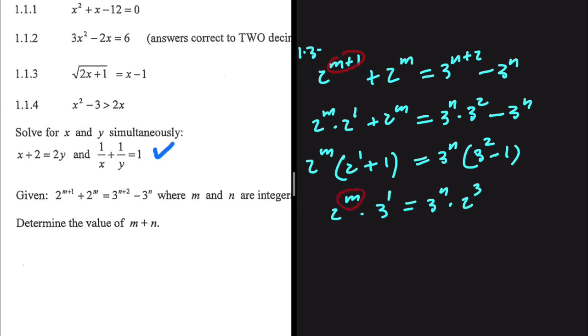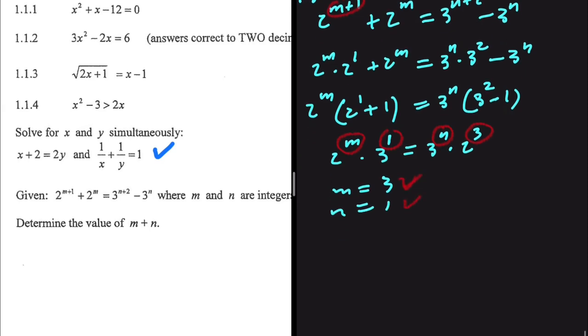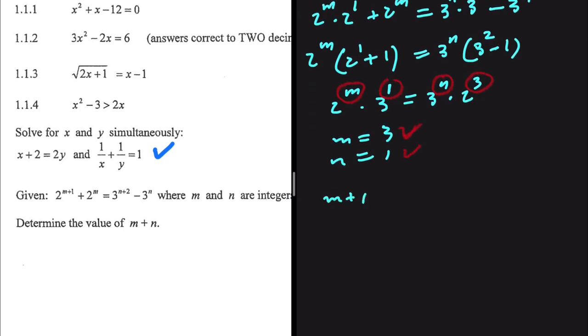If m is equal to 3 and n is equal to 1, the left hand side and the right hand side are going to be equal to each other. So we can say that m is equal to 3 and n is equal to 1. When this is the case, the left hand side is indeed equal to the right hand side. So what will be m plus 1 when m is equal to 3 and n is equal to 1? That is 3 plus 1, which is just equal to 4.